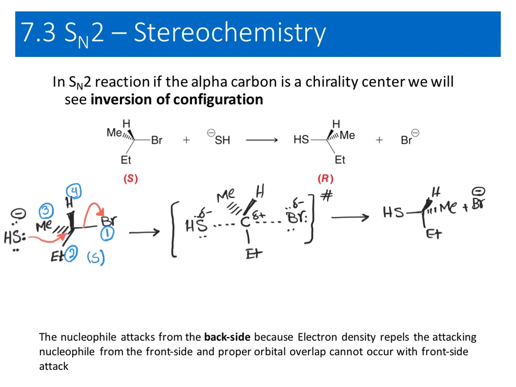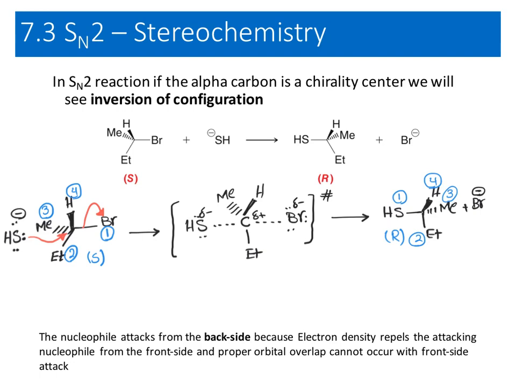Now in the product, sulfur is 1, ethyl is 2, methyl and hydrogen. So again, let's count. It is 1, 2, 3. Rotation is counterclockwise. The lowest priority is pointing towards me. So it is going to be R. So we'll see the inversion of configuration, S to R, in this example.